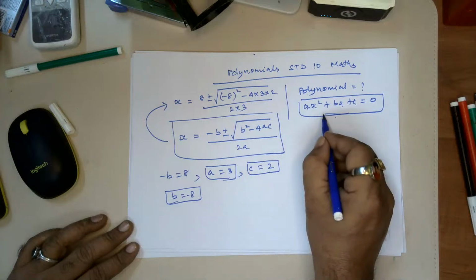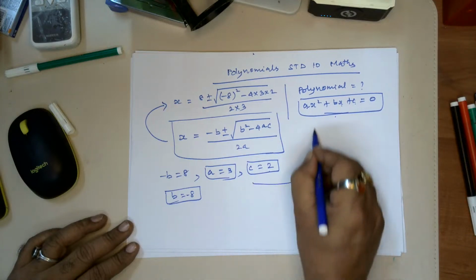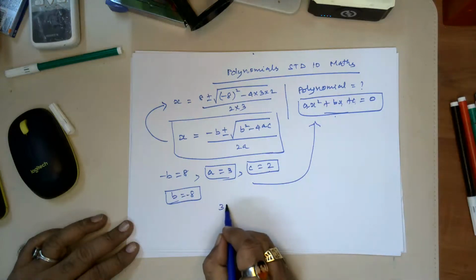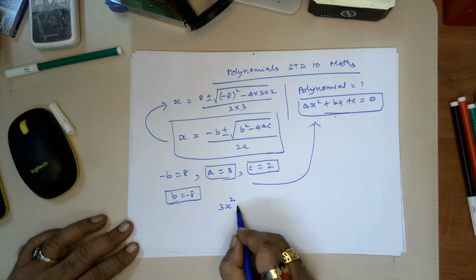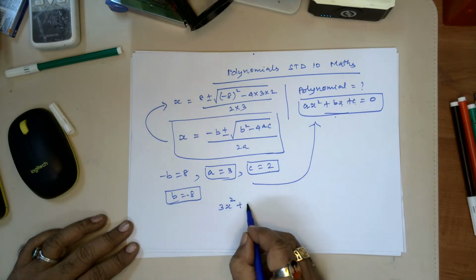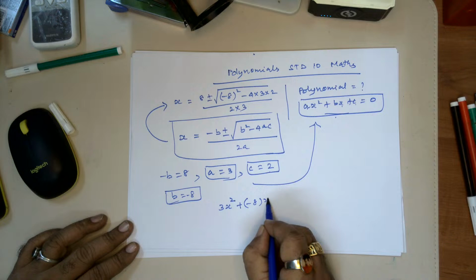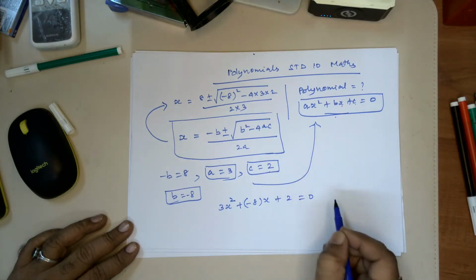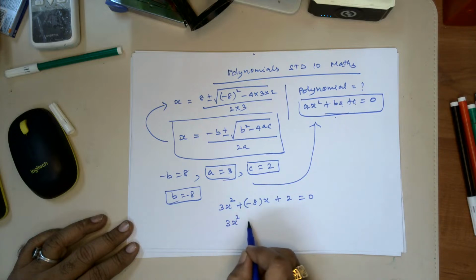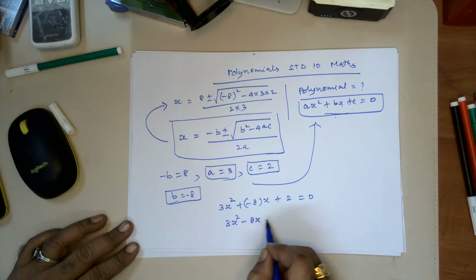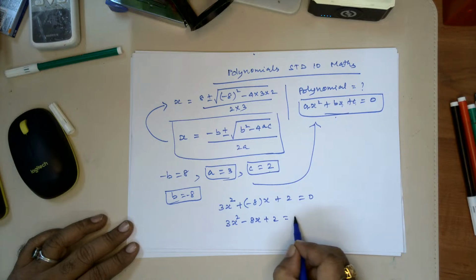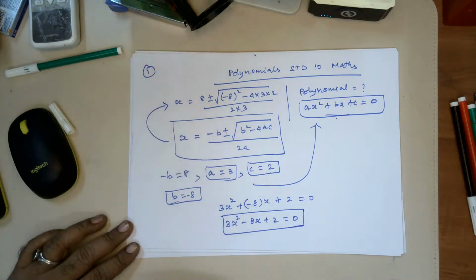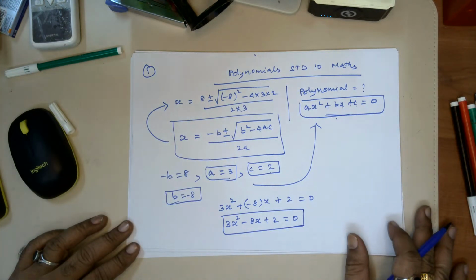Now we can substitute all these values here. Instead of ax squared, you can write 3x squared, and then plus bx, that is minus 8 into x, and then plus c, that is 2, is equal to 0. So the required polynomial is 3x squared minus 8x plus 2 is equal to 0. So this is the answer. Got it? Okay, right.